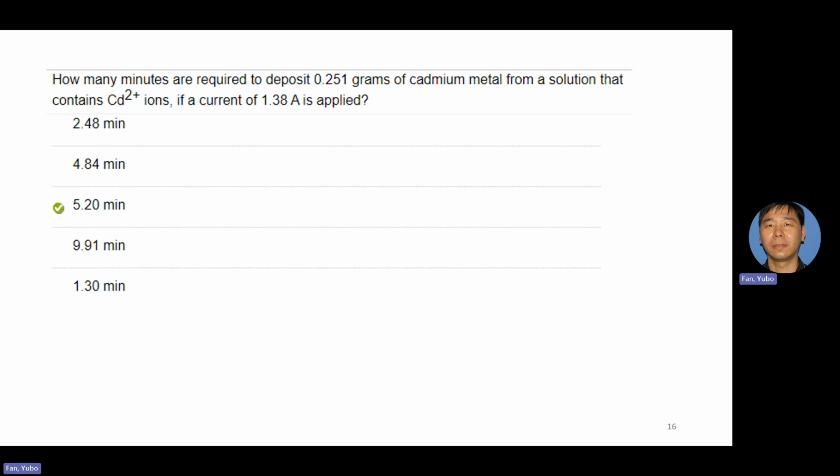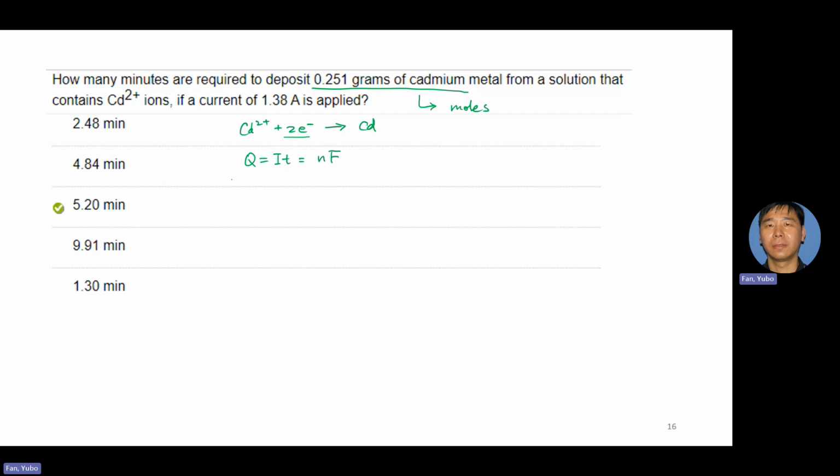How many minutes are required to deposit 0.251 grams of cadmium metal from a solution that contains cadmium 2+ ions if the current is 1.38 ampere? So the reaction is cadmium 2 plus plus 2 electrons to form cadmium solid. Now we know the mass of cadmium, so we can convert it to moles, right? If we know the moles, we also know the number of moles of electrons required. Then we can use the equation from the previous question, Q equals I T equals n F, right?